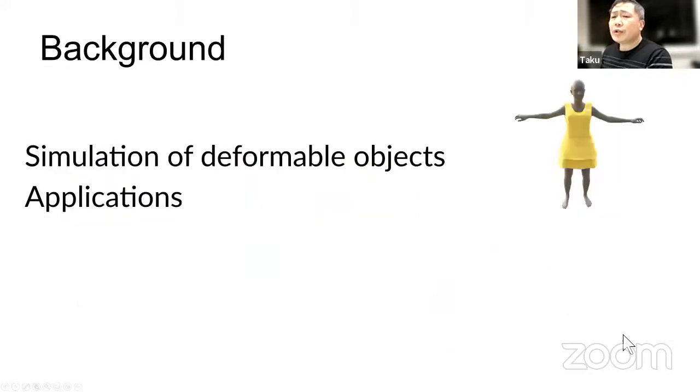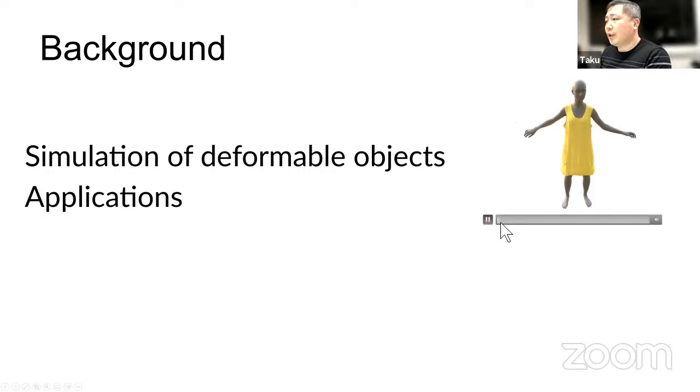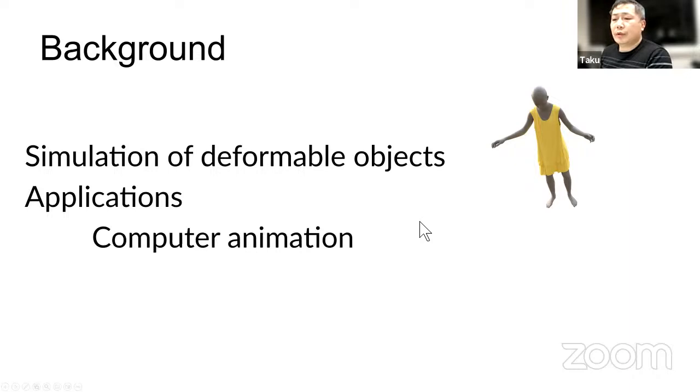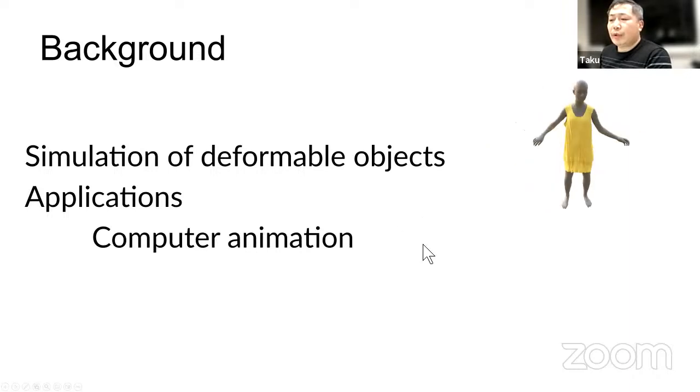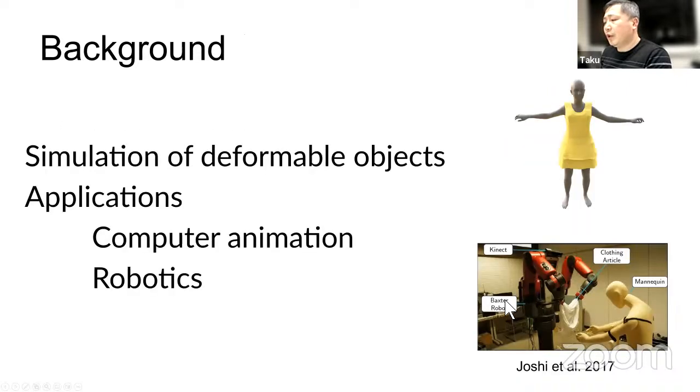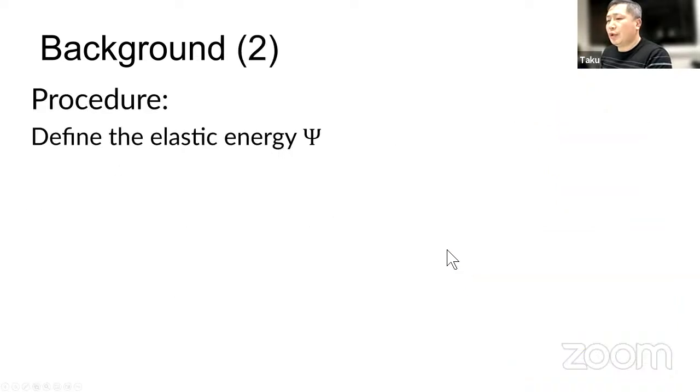We wanted to simulate the deformation of objects, like a cloth simulation. In computer animation and robotics, we sometimes want the interaction of the cloth with the robot and human. So we wish to have a good, fast simulator for this, and it's also better if it's stable. Those are some of the motivations for doing this kind of research.